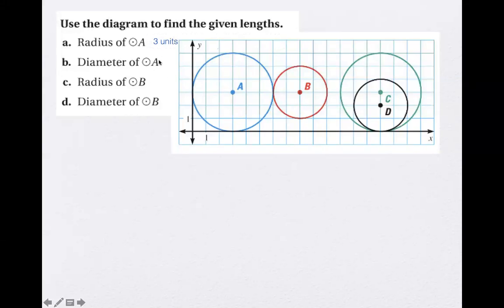My diameter of circle A should be twice as big. It should be 6 units. You could also count it 1, 2, 3, 4, 5, 6. It's always double your radius. Okay, radius of circle B would be 2 units. And then diameter of circle B is 4 units. Don't make these harder than they look, even though it's on a coordinate plane. These are relatively easy.